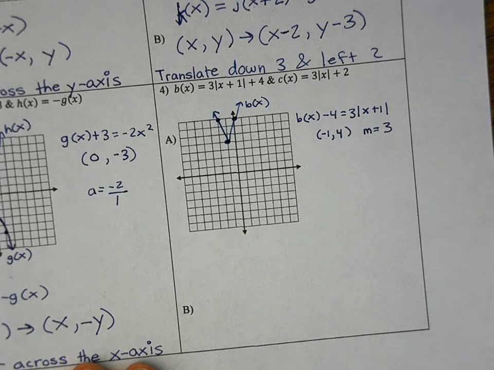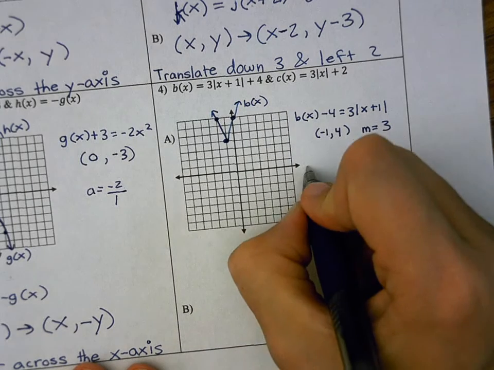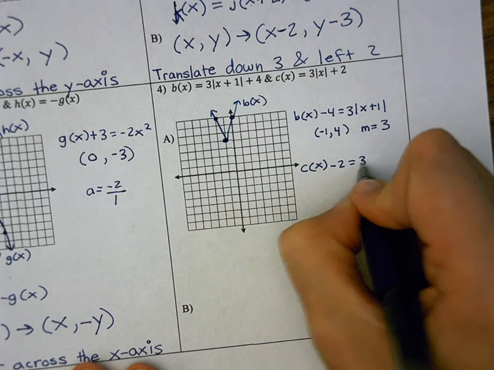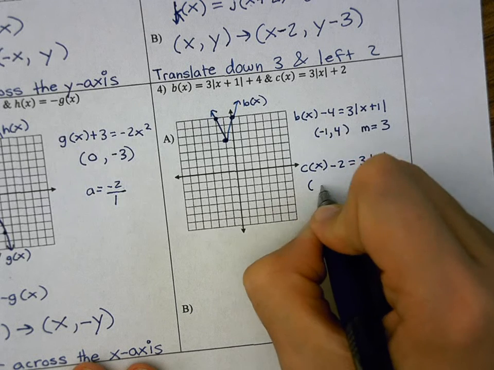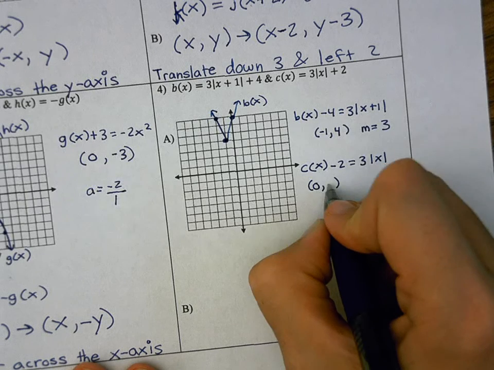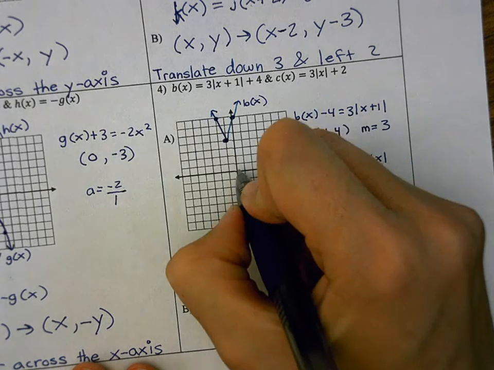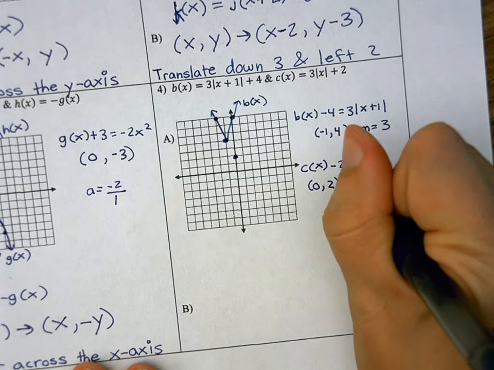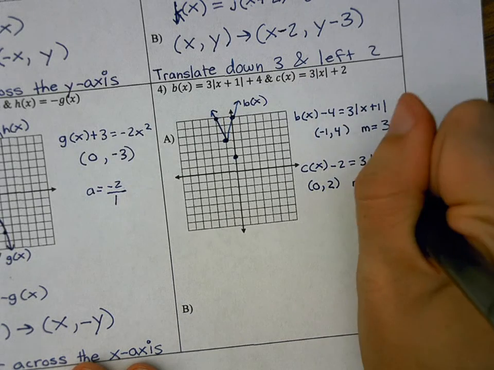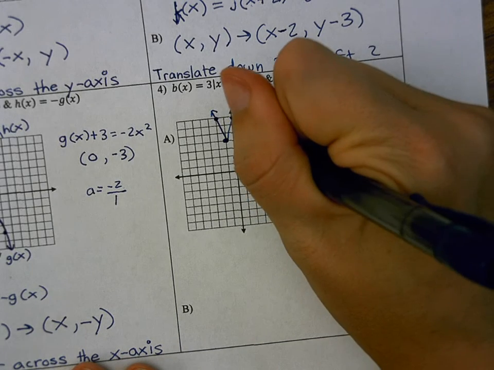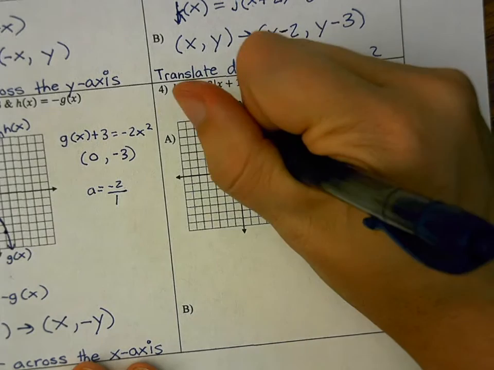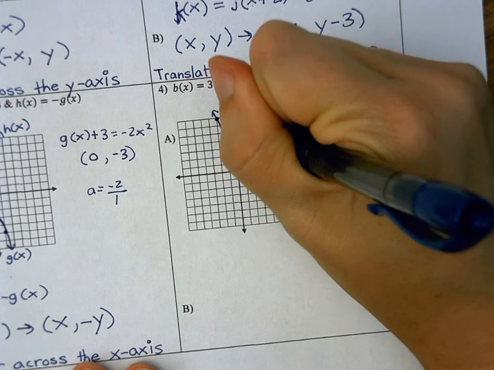Okay, let's do c of x now. Turn it into descriptive form. I'm going to subtract this 2 to the other side. And what would be your starting point? Okay, well, my starting x would be 0. My starting y would be 2. So 0, 2. And the slope for this linear absolute value? Well, your slope is 3. So let's go up 3 over 1 in both directions. And that's your c of x.